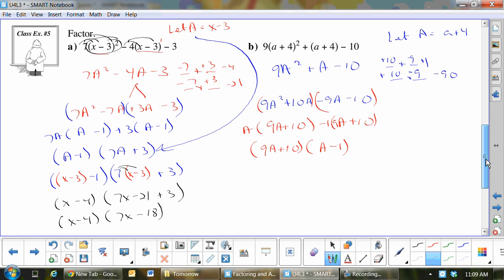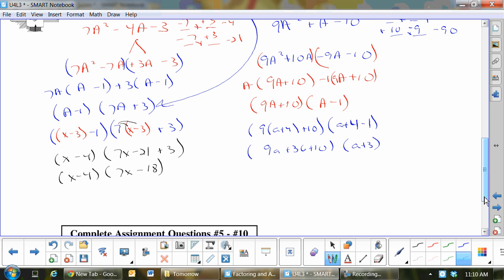So now it's time to substitute a plus 4 in. Remember to do it with brackets. So that would be 9 times a plus 4 plus 10 and a plus 4 minus 1. So that would be 9a plus 36 plus 10 and a plus 3. 9a plus 46, a plus 3.